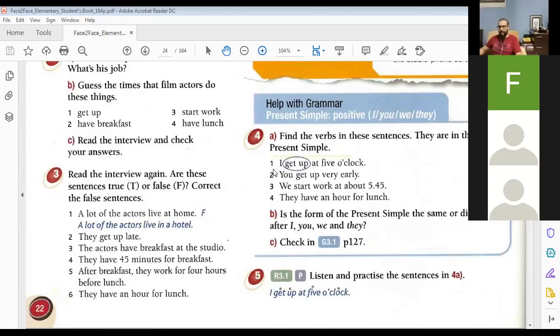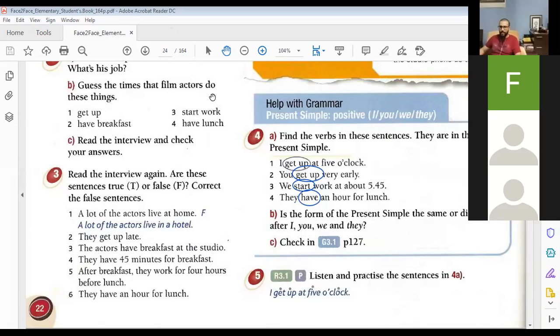Now let's talk a little bit about the grammar. It says here, find the verbs in these sentences. They are in the present simple. Let's find the verbs together, okay? In the first sentence, I get up at 5 o'clock. Get up is the verb. What about number 2? Get up is the verb. What about sentence number 3? Where's the verb? Start. Correct. What about number 4? Have. Have, correct.